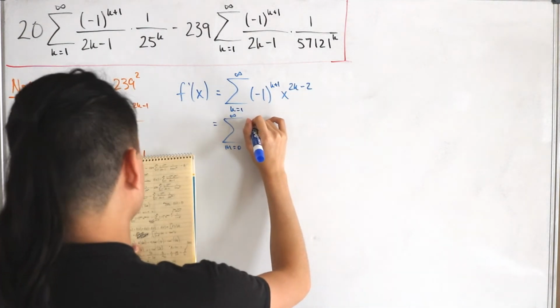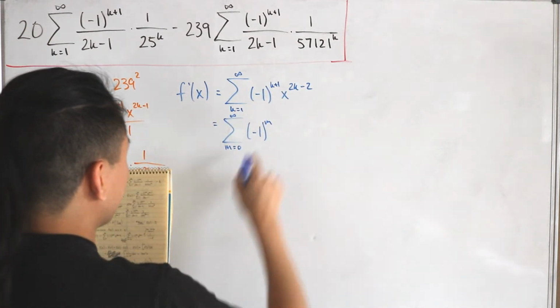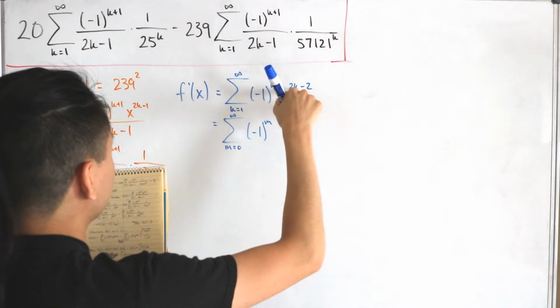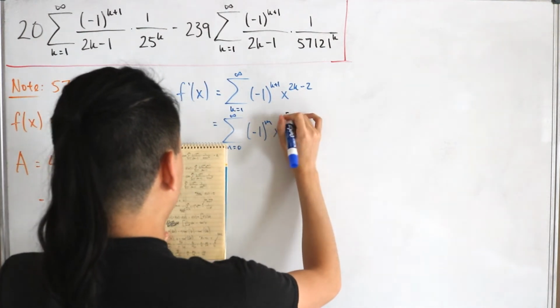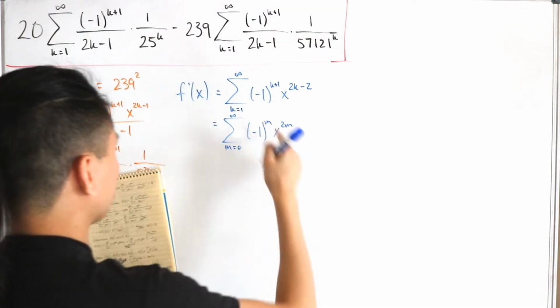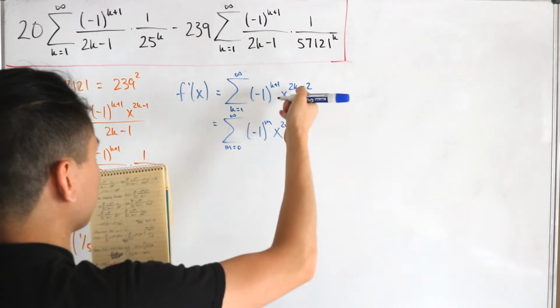So I'll have that this starts with negative 1 to the power m, notice that matches. And if I do the same thing over here, k equals 1, so that means we have 2 minus 2 is 0, so I'll put this as x to the power 2 times m. If I go to the next index, then it just doubles.